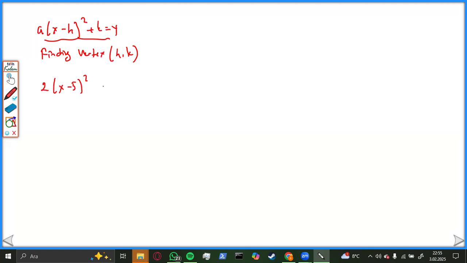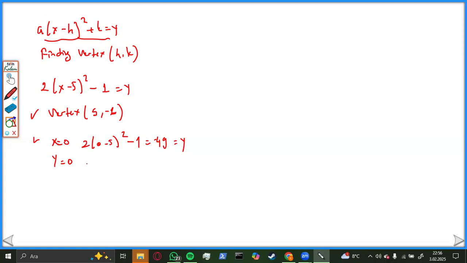Okay, good, really good. So, other forms. Yes, right now, a times (x minus h) squared plus k is y. In that form, finding the vertex is easy: if you see h and k, you can easily find the coordinates of the vertex. So yes, 2 times (x minus 5) squared plus, if you see such a vertex, minus 1. Then all you need is 2 times (0 minus 5) squared minus 1, 49, okay? And this is the y-intercept.